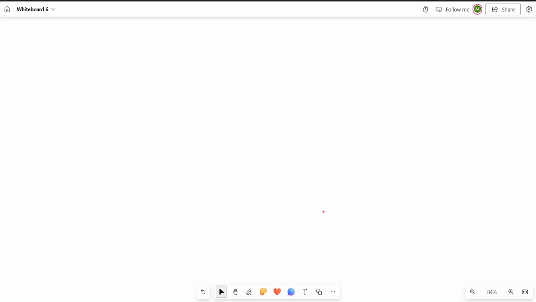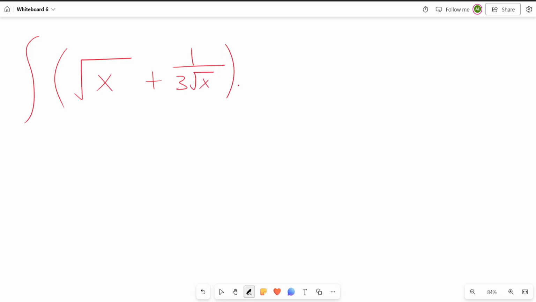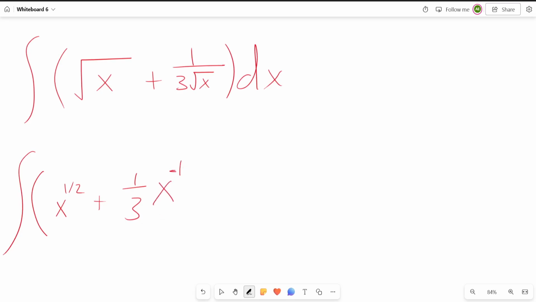Let's take another example. Let's say we have integration of square root of x plus 1 over 3 root x dx. So let's rewrite that. We didn't start integration yet, we're just rewriting into an integrable form, I'd say. So we know that square root x is the same as x power half, plus we have a 1 over 3, and then we have an x power half in the denominator. If I want to move it up, it's going to become x power negative 1 over 2 dx.